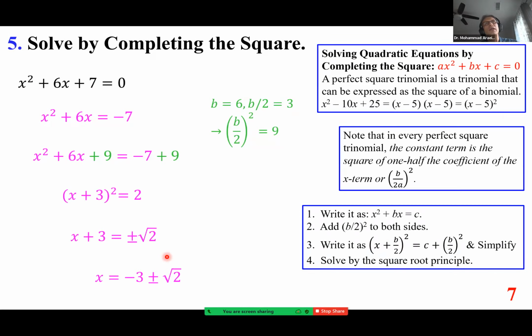Now bear in mind, this is the precise answer, and you can leave it like that. If they want an approximation, the square root of 2 is about 1.41. You subtract it from negative 3, that's one answer, and then you add it to negative 3, this is the second answer. Okay, but this is an exact answer.